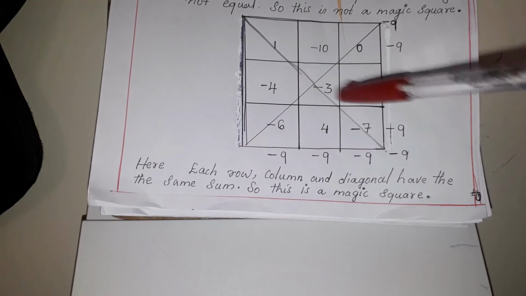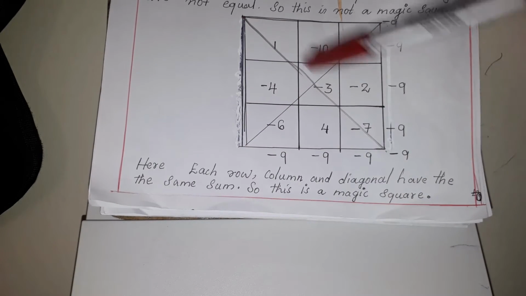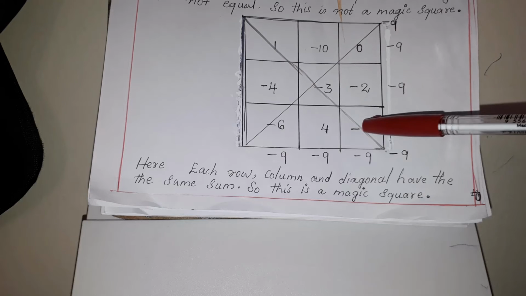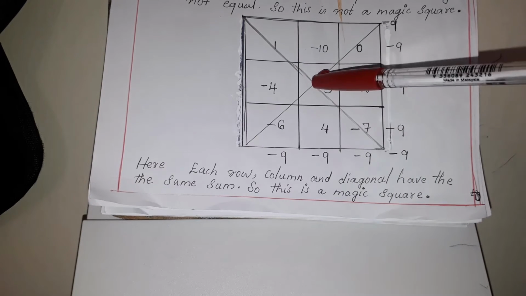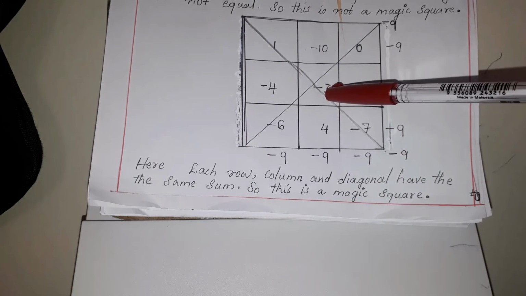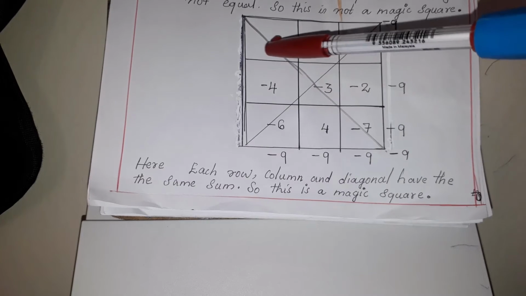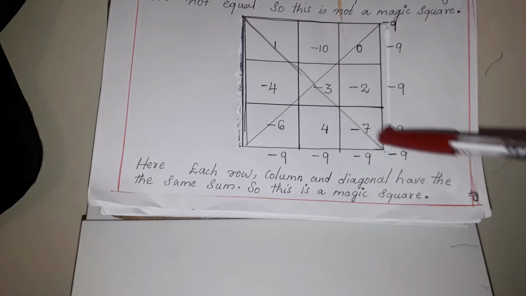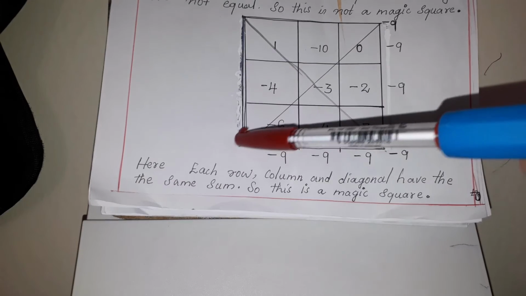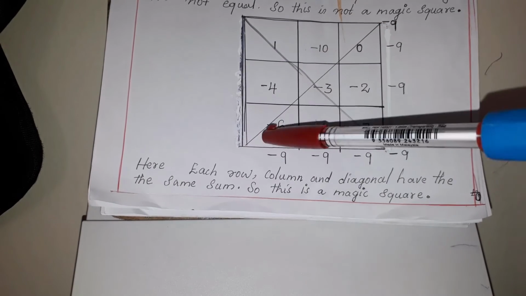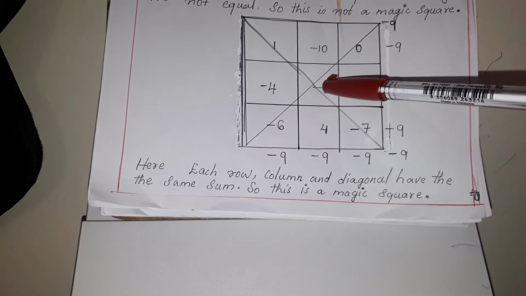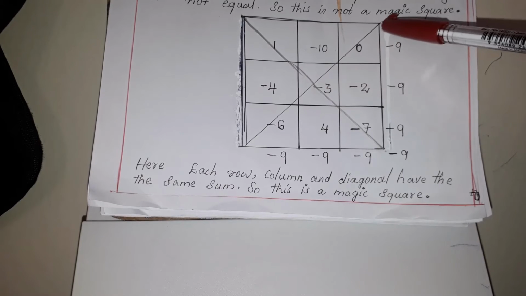Okay. So first we have to check this diagonal. So what is minus 7 plus minus 3? It is minus 10. Minus 10 plus 1 is equal to minus 9, we get minus 9. Okay. Then we have to check this diagonal. Okay. Minus 6 plus minus 3. So we get minus 9.